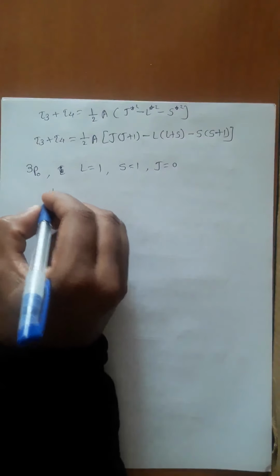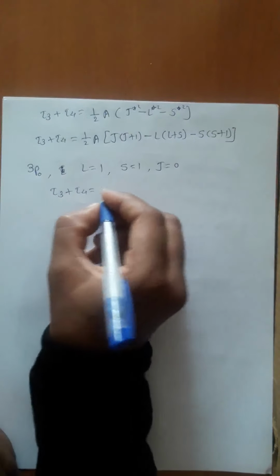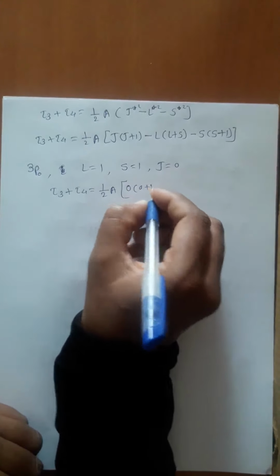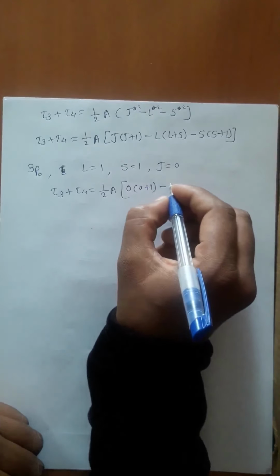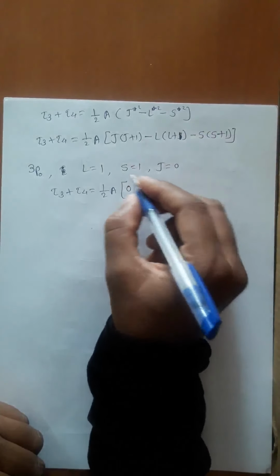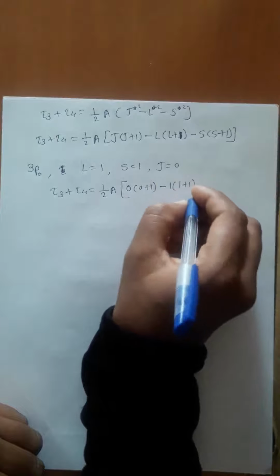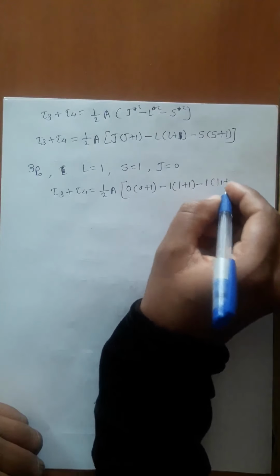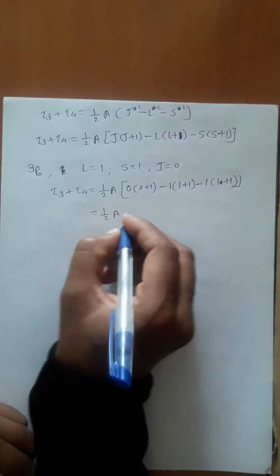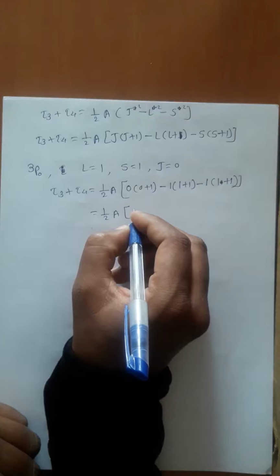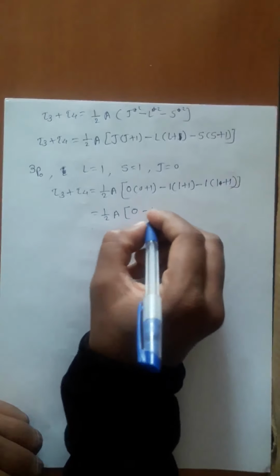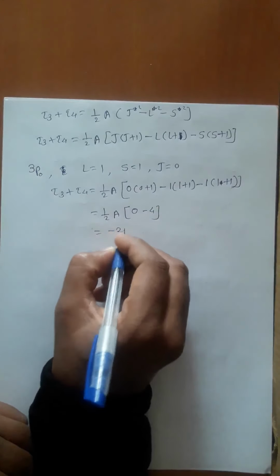Therefore tau 3 plus tau 4 is equal to 1/2 a into [j(j+1) − l(l+1) − s(s+1)], for j is 0, l is 1, s is 1: 0 minus 2 minus 2 minus 4, which is equal to minus 2a.